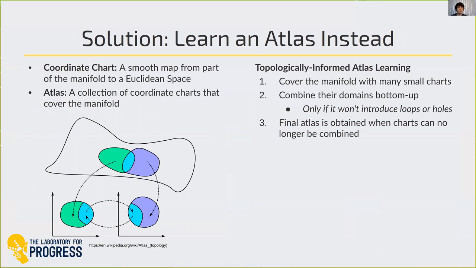To learn an atlas, we begin by covering the manifold with many small charts. We can safely assume these charts can be flattened by the local Euclidean property. We then combine them in a bottom-up approach where overlapping charts are combined only if the new chart won't contain any loops or holes. We are able to determine this by only examining the intersection of the two charts, which is much smaller than their union. And we don't have to compute an intermediate embedding of the chart, which would be computationally expensive. When no charts can be combined, we embed each chart domain with the manifold learning algorithm isomap, yielding our final atlas.